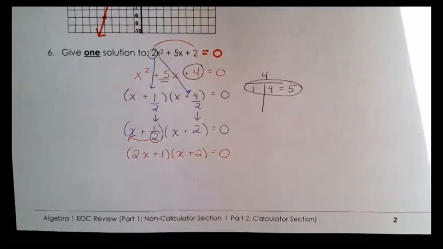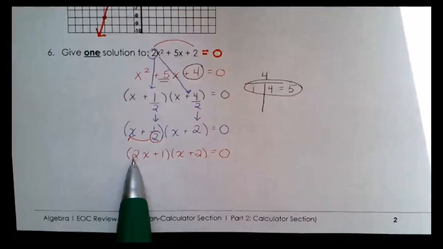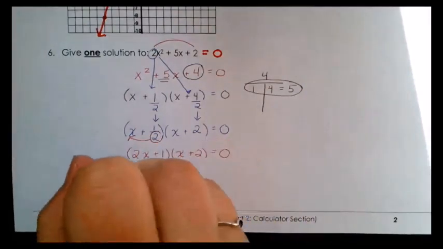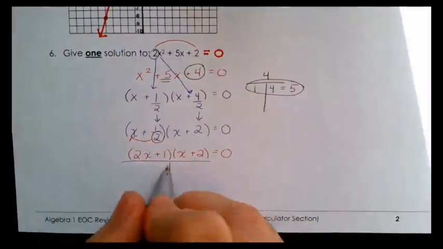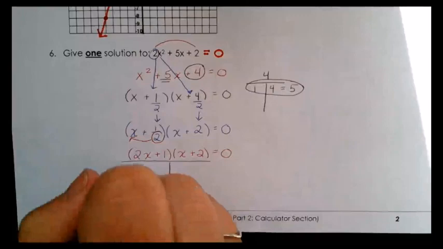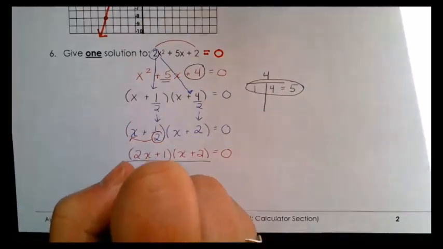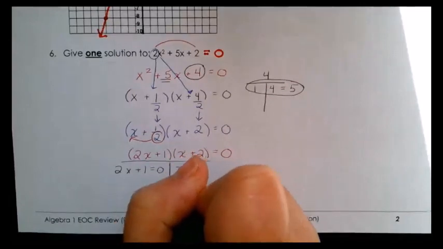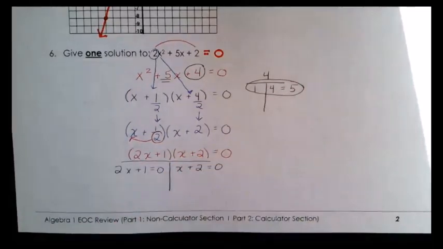For this one, you only have to give one solution, but we're going to work out both. What you do is you're going to set each of these bubbles equal to 0. So I like to call it teeing it out. Create a little T. Each one of these expressions is going to be set equal to 0. So 2x plus 1 equals 0, and x plus 2 equals 0.